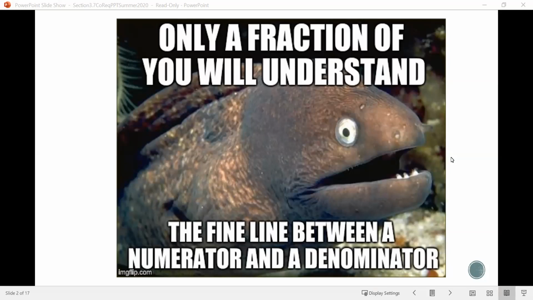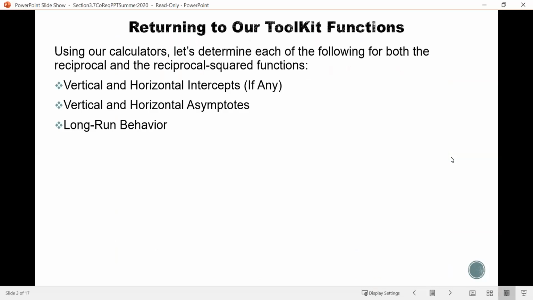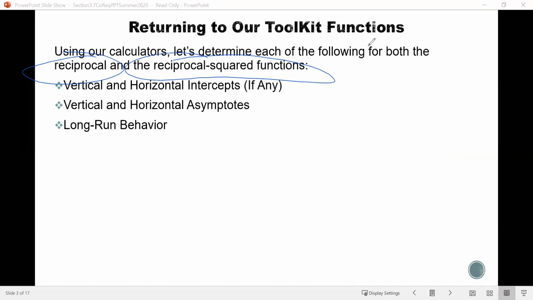All right. So we're going to start off by doing some investigation with a couple of our toolkit functions. So we were looking at properties of both the reciprocal and the reciprocal squared functions. And you'll see on the slide here, it says some stuff we're going to investigate about them. I will get to that in a second.